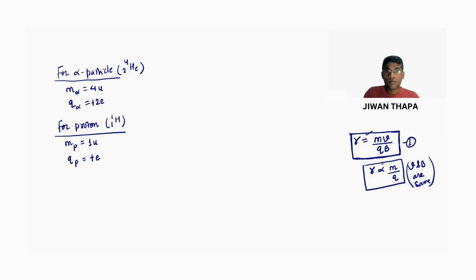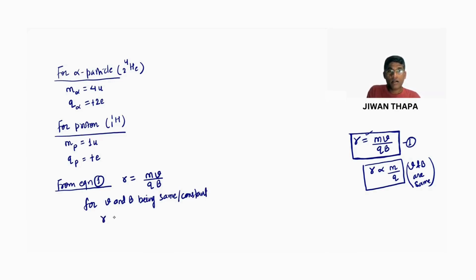Now from equation 1, we can write R equals mv divided by qB. Now, as I said earlier, for velocity, speed and B being the same, or constant, we can write R is proportional to m by q.